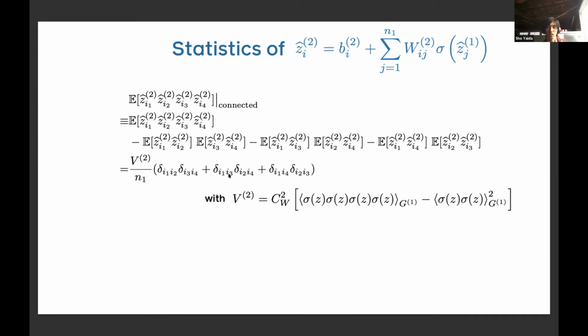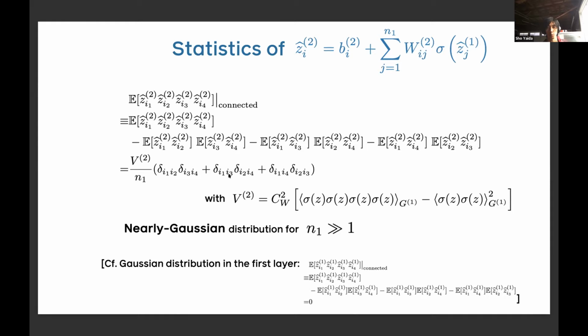And this is sometimes called a nearly Gaussian distribution when N1 is large. To explain that, note that in the Gaussian distribution case in the first layer, if you had evaluated this fourth cumulant, or the four-point connected correlator, it would vanish. But now you have this 1 over N1, a small contribution at the fourth moment level, so it deviates from Gaussianity, but only slightly. That's why it's called nearly Gaussian. And again, we can package this into a probability distribution. I'm not going to do that today, but that's what you get.